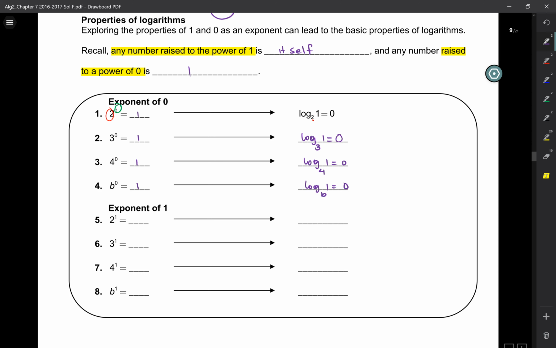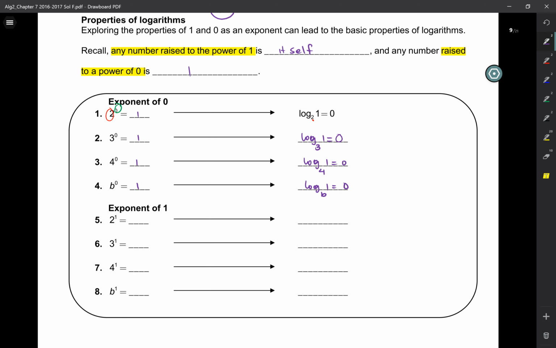Okay, so does everybody have something that looks like this? Log base 4 of 1 is 0 and log base b of 1 is 0. Now I need somebody to raise your hand. Tell me, what patterns do you see here? What conjectures can we make? The base is 1 and the 0 always stays the same because the power of 0 gives 1.